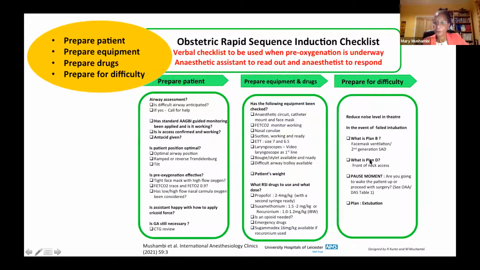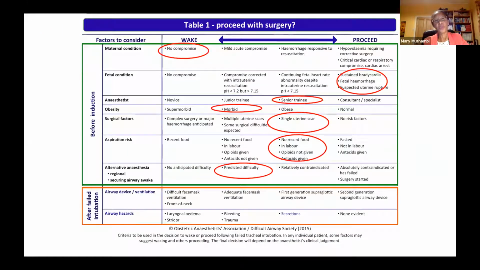And if you fail to intubate, are you going to proceed with surgery, or are you going to wake up this woman? And to do that, we know that we go and use table 1 of the difficult airway guidelines, where we know that 7 of the 9 factors that we need to consider in that decision are there before you put this patient to sleep. So start that process before you put the patient to sleep.